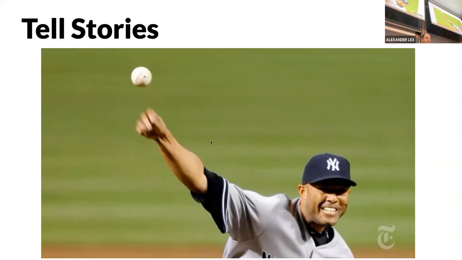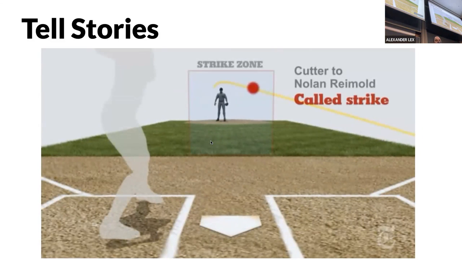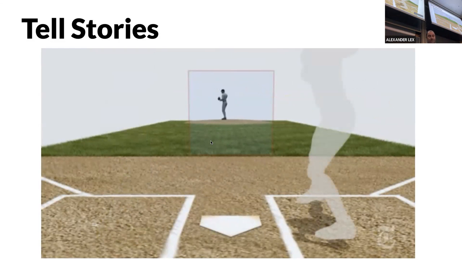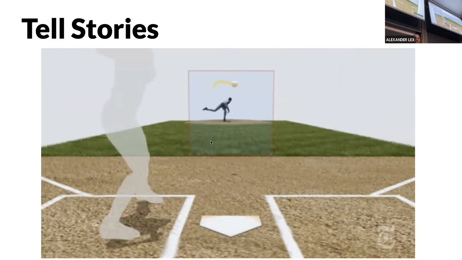Mariano Rivera is one of the most dominant closers in history. But what may be most remarkable is that he's done it by confounding hitters with mostly one pitch, his signature cutter. John Flaherty of the YES Network faced Rivera as a hitter and also caught him when he played for the Yankees.